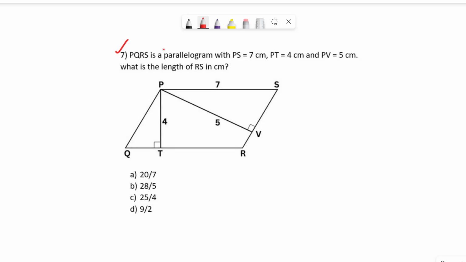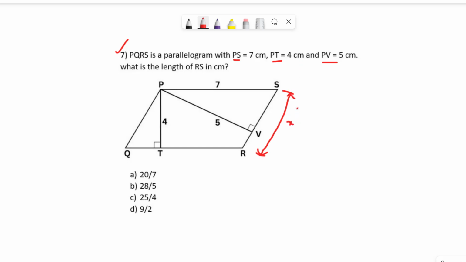Let us understand this question. PQRS is a parallelogram with PS equal to 7 centimeters, PT equal to 4 centimeters, PV equal to 5 centimeters. What is the length of RS? So they are asking what is the length of this RS.